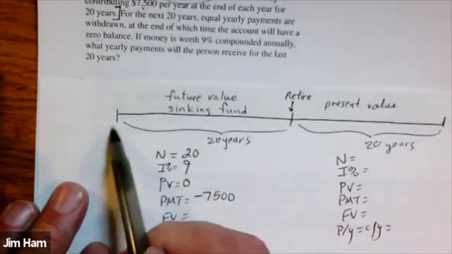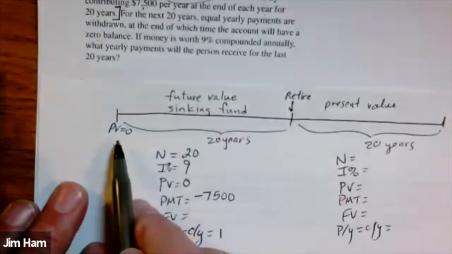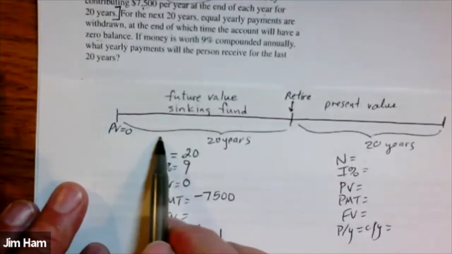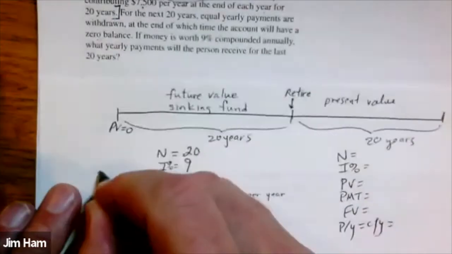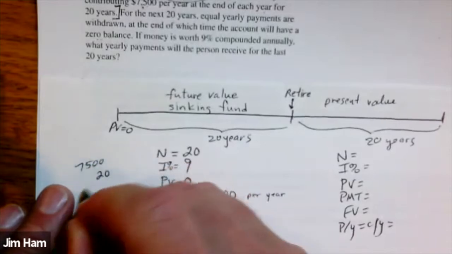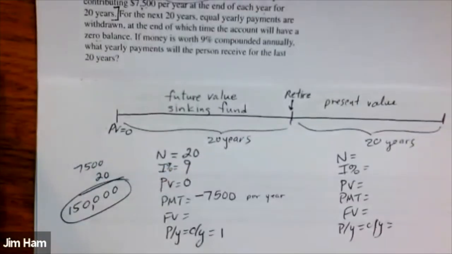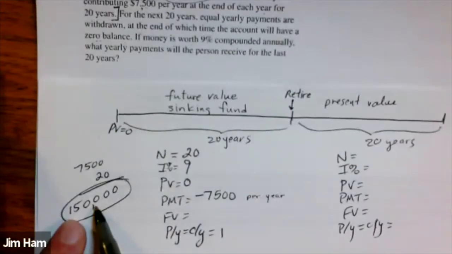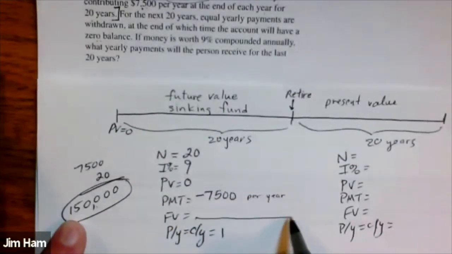In this problem, they start with a present value of 0, and then after the first year they have 7,500. After the second year they have 15,000, and not month, year, because these are yearly amounts. If they make 20 payments of 7,500, they will have contributed $150,000. But because some of those $7,500 payments were made early, they were accumulating interest. So the first thing we have to do is find out how much is in the account after 20 years, and then that would serve as the present value in the second part of the problem.